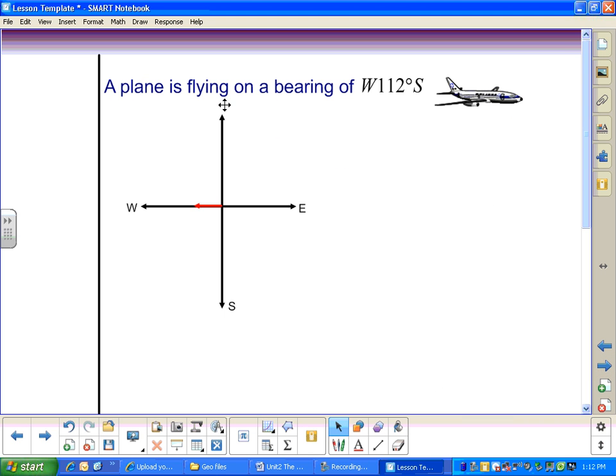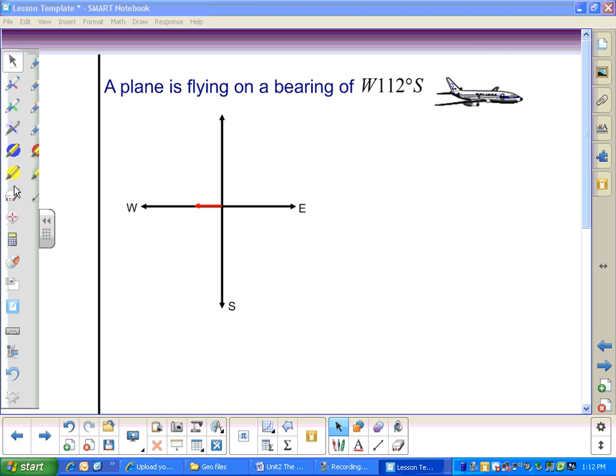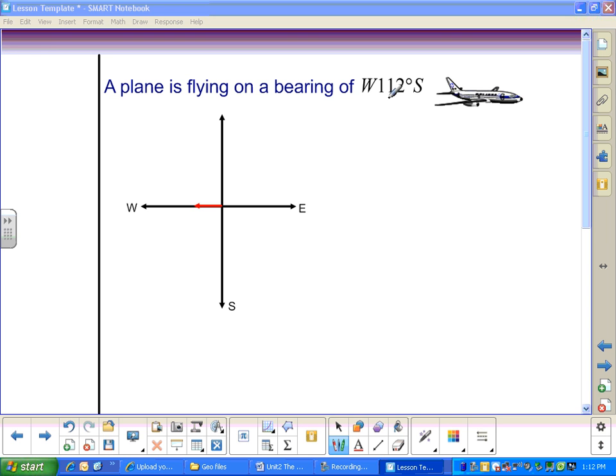Let's say we have a plane flying on a bearing of west 112 degrees south. Usually the angle that's given to you here is acute. Usually bearings give us values between 0 and 90, but not always, so I wanted to give you an example of how that might happen. Our plane is flying west 112 degrees south, so we start with an arrow facing west. Since I'm going towards south, I'm going to rotate clockwise again, 112 degrees. That would be about right here.